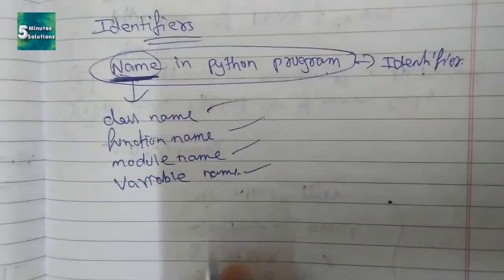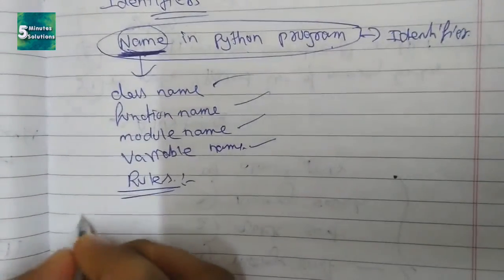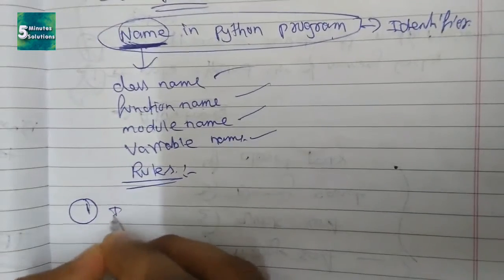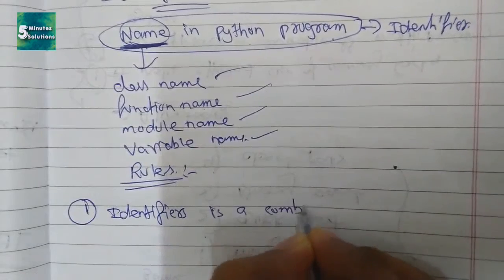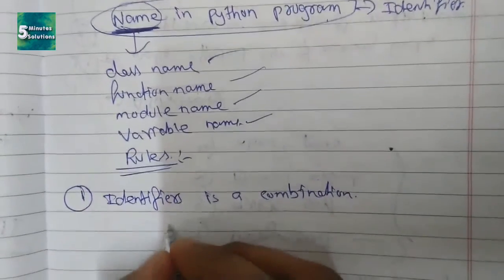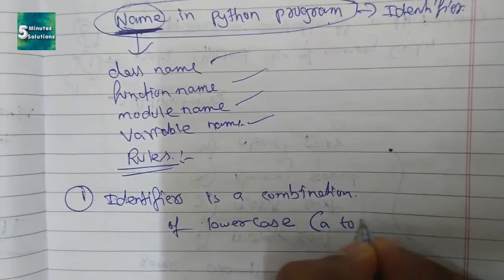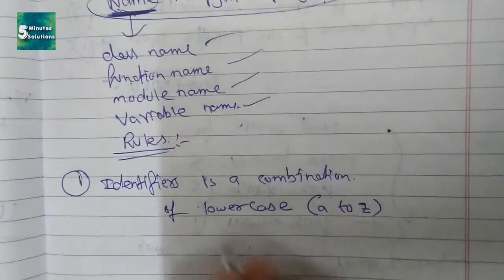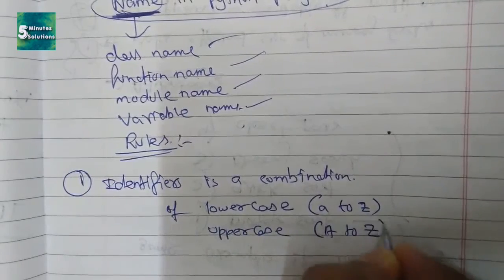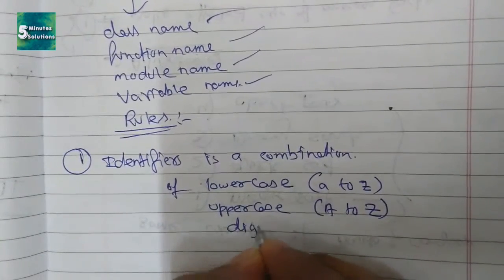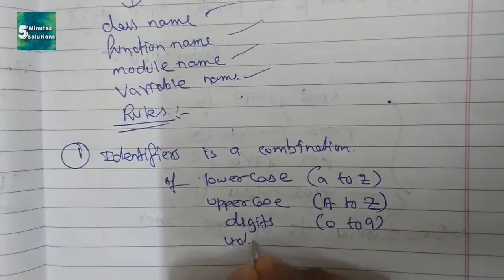Now rules. There are certain rules to follow in identifiers. First one, an identifier is a combination of lowercase letters, that is from a to z, uppercase letters, capital A to capital Z, digits from 0 to 9, and underscore.